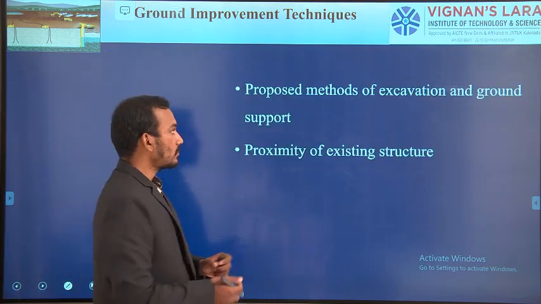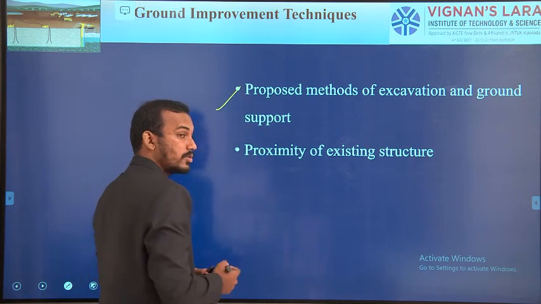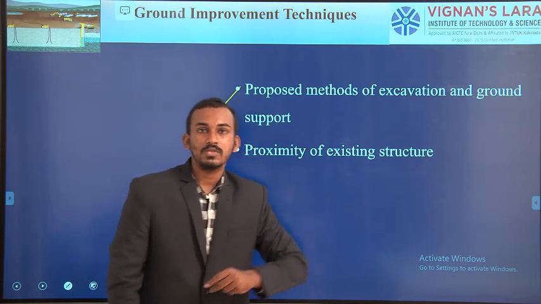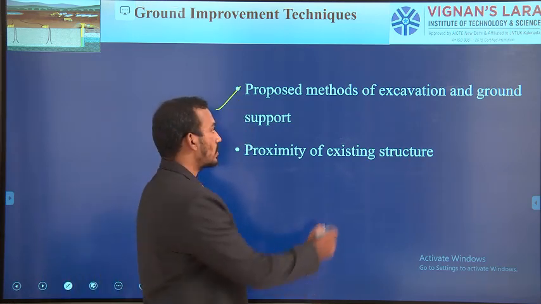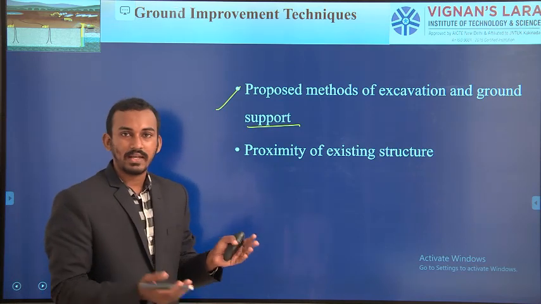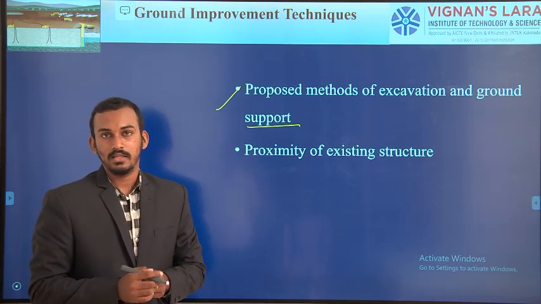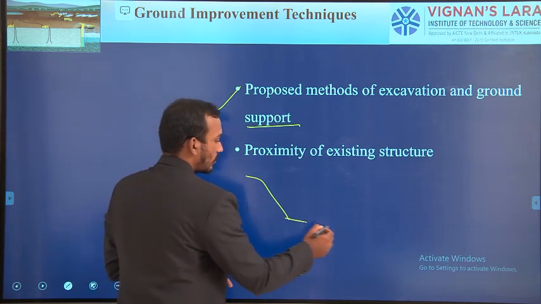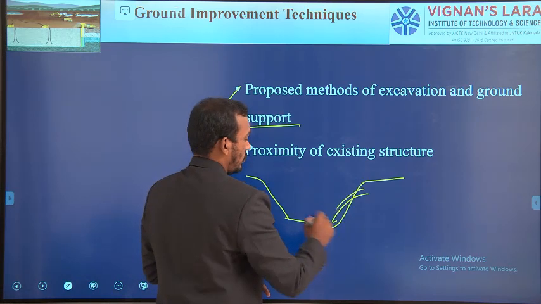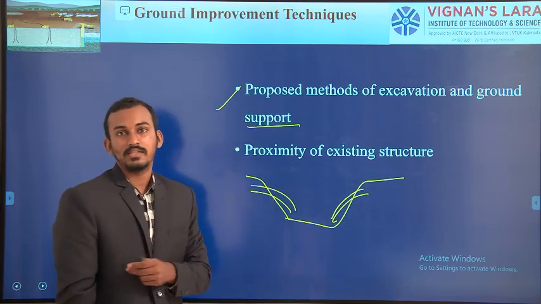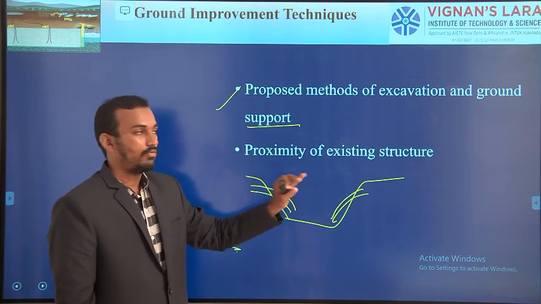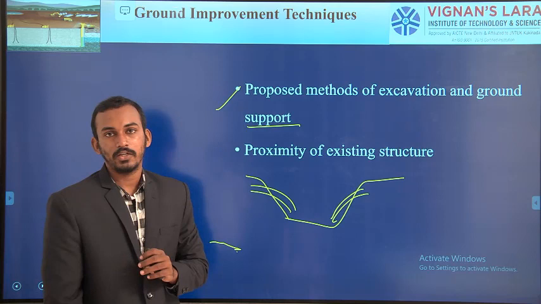Okay. So the next one is proposed method of excavation and ground support. For example, we choose the sumps and ditches method. But what is the ground support? Say it is a sandy soil. As we all know, we cannot construct slopes on sandy soil. So we cannot do an excavation work like this. It is all sandy material, so it will easily fall down because it has very less shear strength. So based on the ground support and the soil available in our site, we can also choose what method we need to adopt.